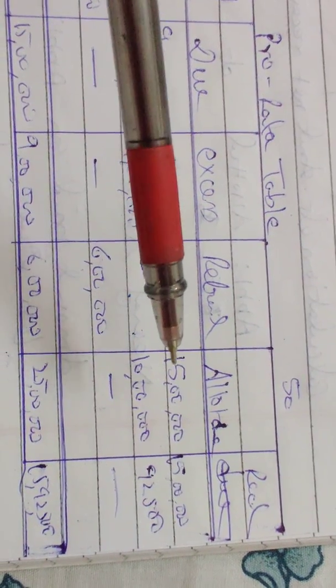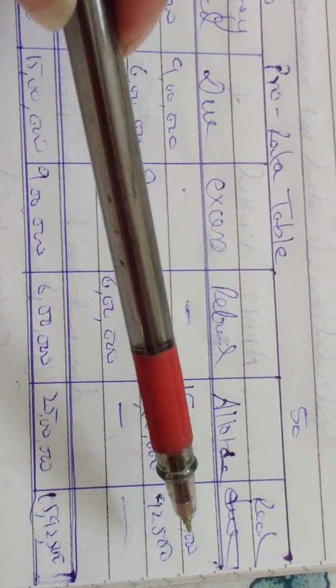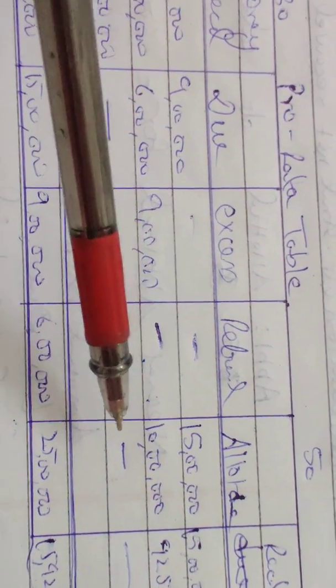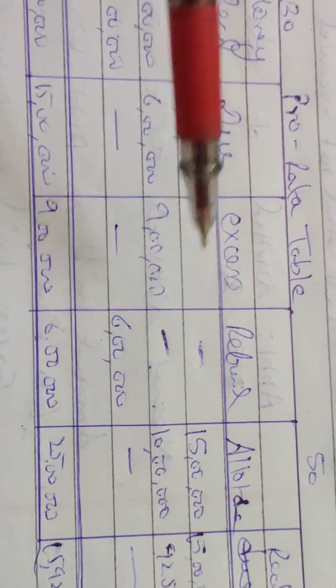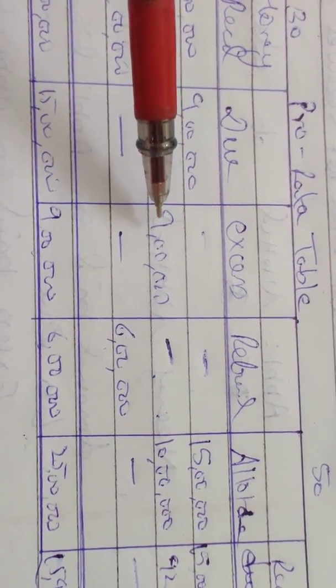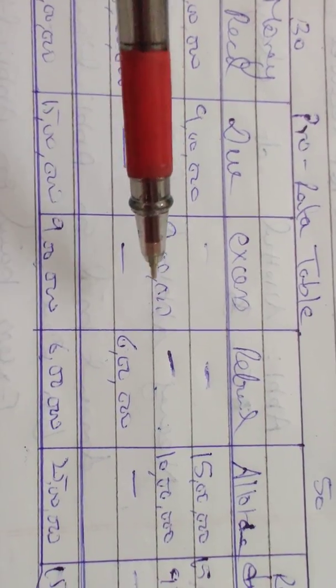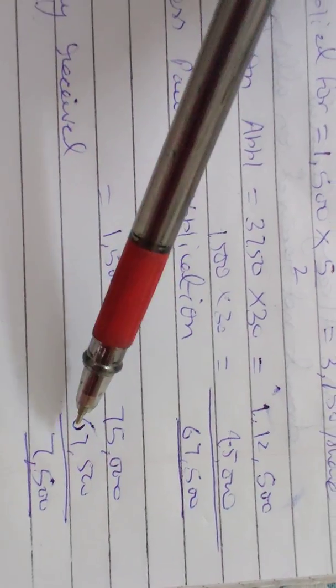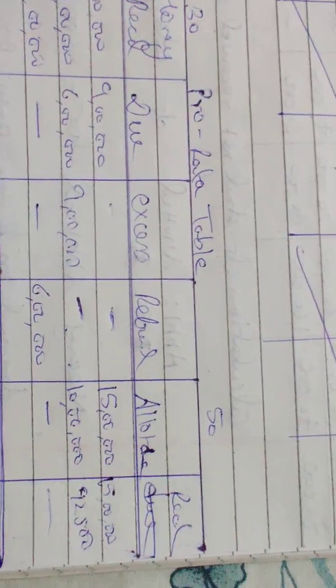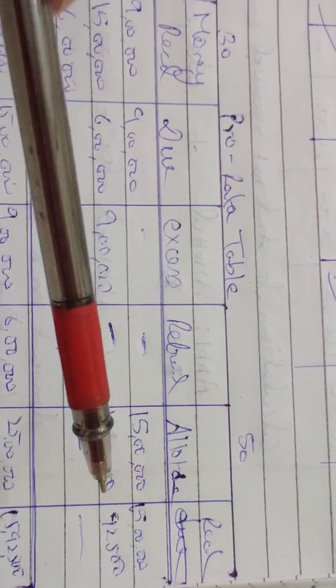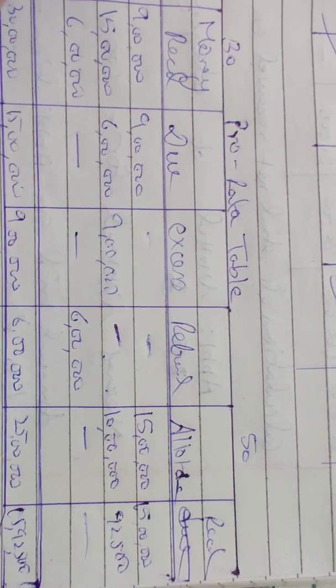Allotment due in the first category is 15 lakh, and we will receive the full 15 lakh as no information is given. In the second category, due is 10 lakh, already lying in the excess column is 9 lakh, so we will receive 1 lakh only. Out of that 1 lakh, 7,500 is not received, so 1 lakh minus 7,500, total received is 92,500. Total amount received is 15 lakh 92,500. Clear, children? In this way this numerical is solved.